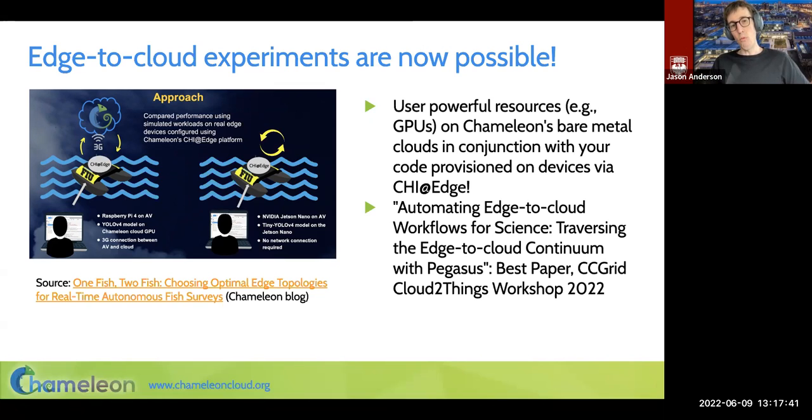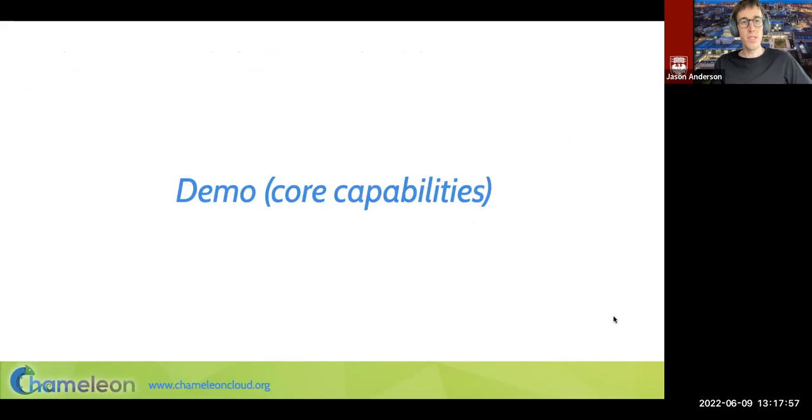And just to mention another example of this, there is an upcoming workshop, CCGrid Cloud to Things. One of our, I think, students from last year took that work and extended it into a larger paper called Automating Edge to Cloud Workflows for Science. And it just was awarded best paper. So that's really cool to see that we're enabling this type of work.